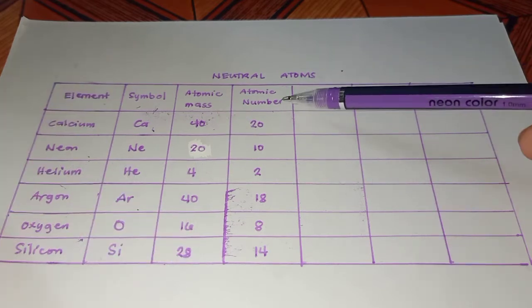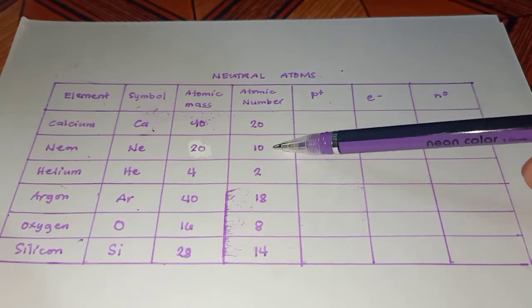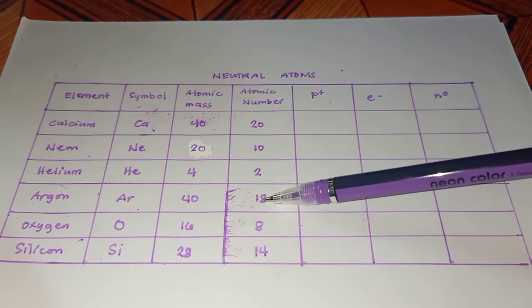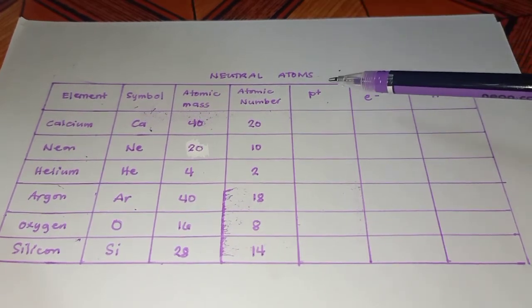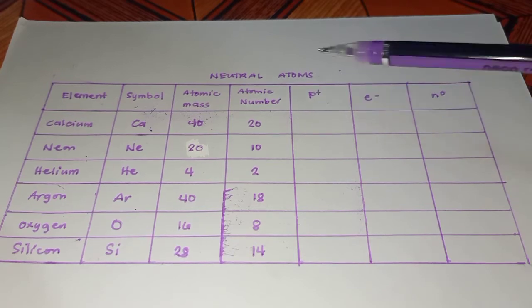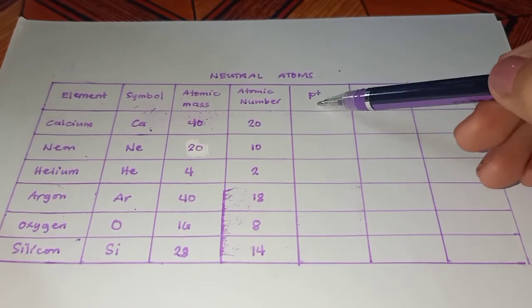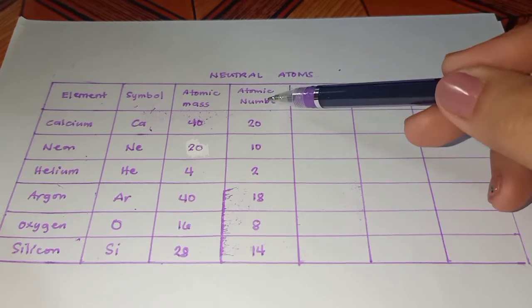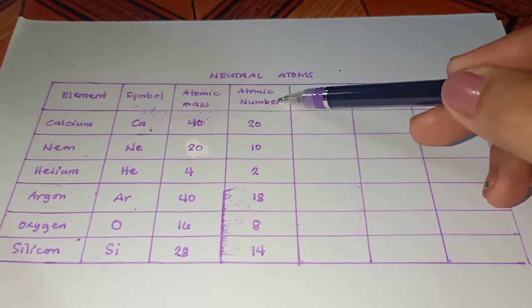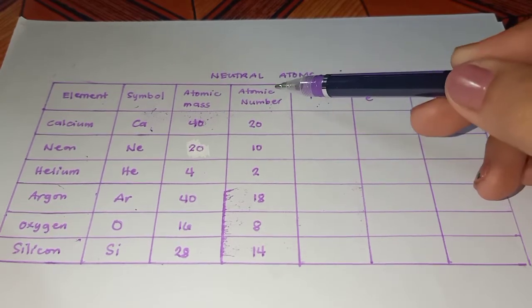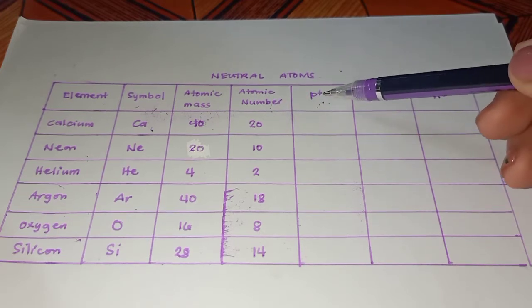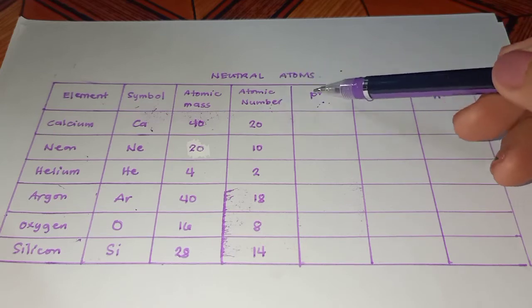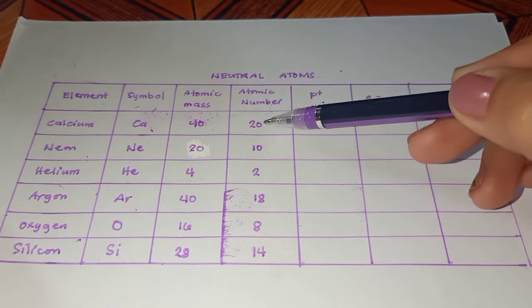Now let's talk about the atomic number of the elements. Calcium, we have 20, neon 10, helium 2, argon 18, oxygen 8, and silicon 14. Here is proton. Take note that the number of proton represents the atomic number of element. So whatever is the atomic number, that is automatically the number of protons. Okay? Atomic number is equal to the number of protons.